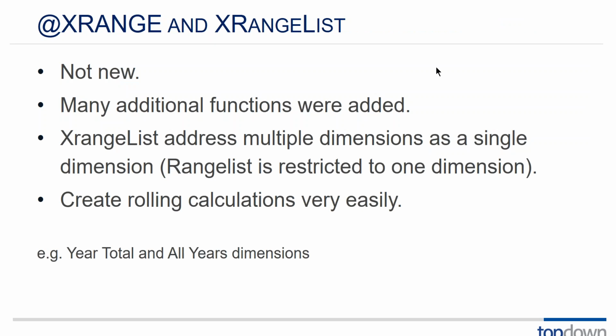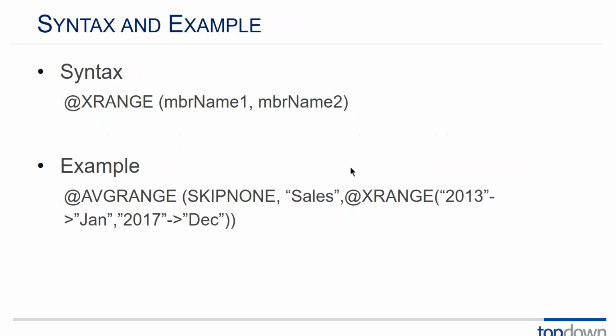Let's talk about rolling forecast, X-range and X-range list. Of course, these are not new. They were introduced back in 11.1.2.3. But over the course of the next couple of releases, many additional functions were added to the X-range construct. So what does an X-range list do? Well, it makes two dimensions, usually the year dimension and the periods dimension, into one logical dimension so that you can address it as if it's one dimension, which is huge. Makes things an awful lot easier so that we can create our rolling calcs much more easily.